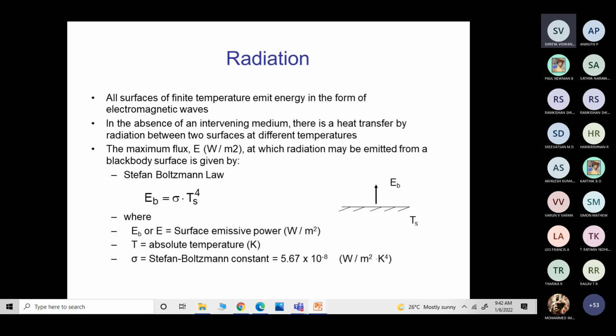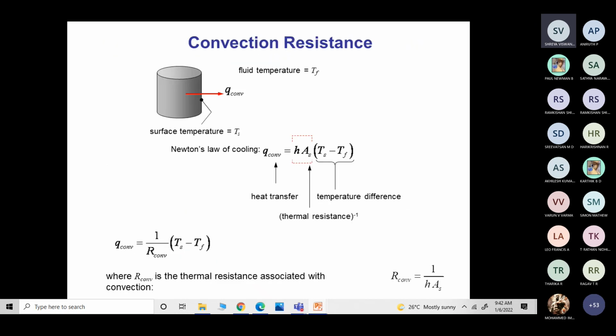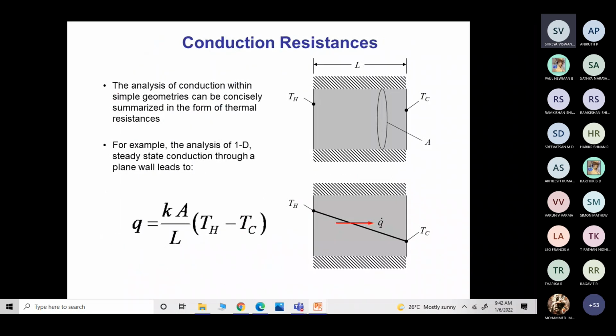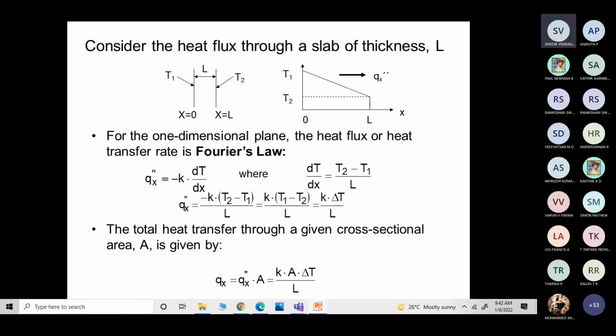Okay, the next one is the Stefan-Boltzmann law. It states that the emissive power of a body is directly proportional to the fourth power of its absolute temperature. EB equals sigma Ts to the power 4, where sigma is the Stefan-Boltzmann constant. So this is the radiation law. These three laws are very, very important: Stefan-Boltzmann law, Newton's law of cooling, and Fourier law of conduction.